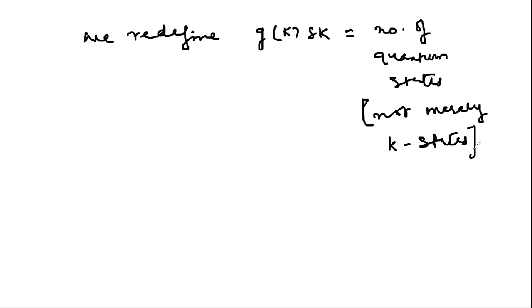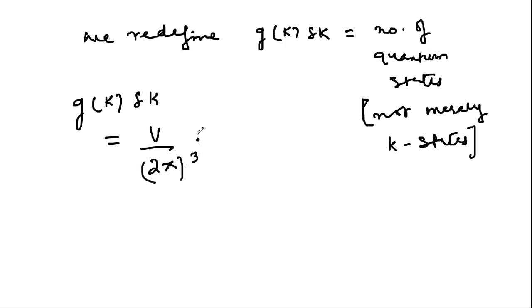So if they are the number of quantum states with the magnitude of k between k and k plus delta k, then we write this equation for them. G of k delta k equal to V by 2 pi cube times 4 pi k square delta k.